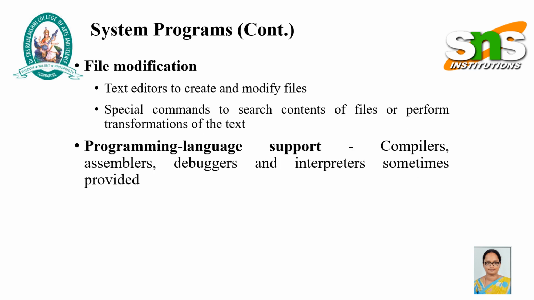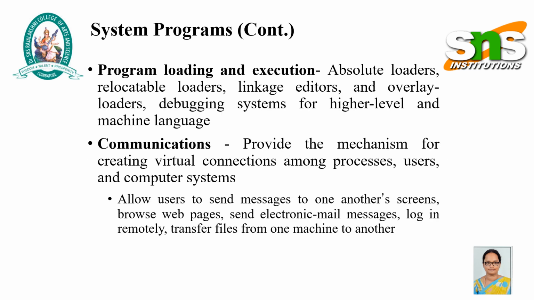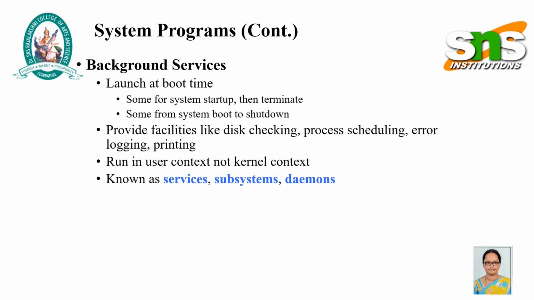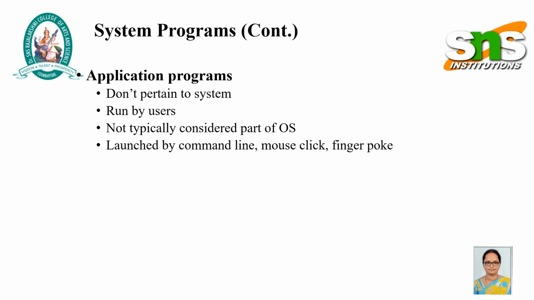File modification contains text editors to create and modify files, and special commands to search the content of files or perform transformation of text. Programming language support: compilers, assemblers, debuggers, and interpreters are sometimes provided. Program loading and execution loads a program and executes it. Communication provides communication between users and the computer system. Background services: we have many background services, and through these services you can execute your system calls. Application programs: we have many application programs, by using which we perform program execution tasks.